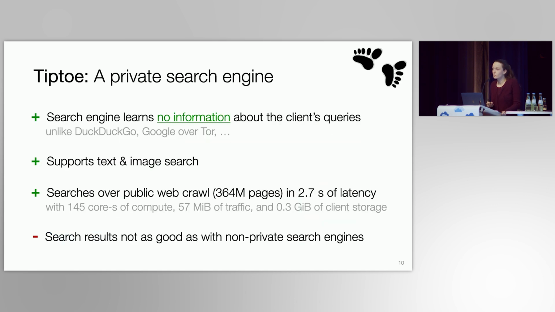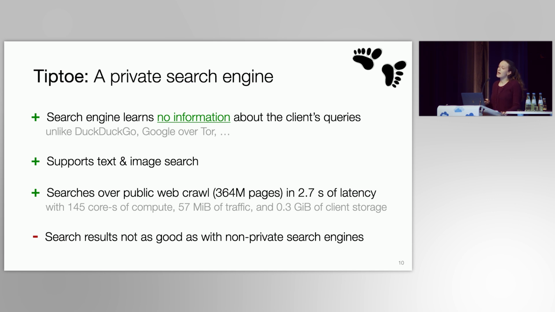So in this talk, I'm going to present Tiptoe, which is a private search engine. So Tiptoe meets exactly this privacy property that I described. Namely, our search engine is going to learn no information in a cryptographic sense about what its users are searching for. Our prototype of Tiptoe supports search over both text and image data, and our evaluation shows that Tiptoe can search over a public web crawl, so this is hundreds of millions of web pages here, in seconds of latency.